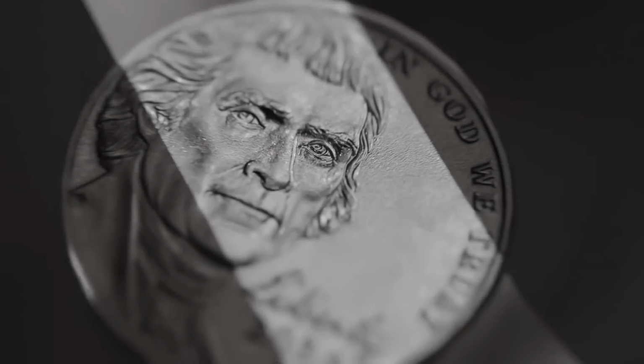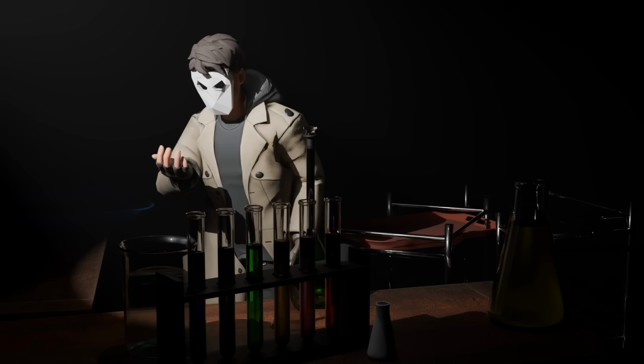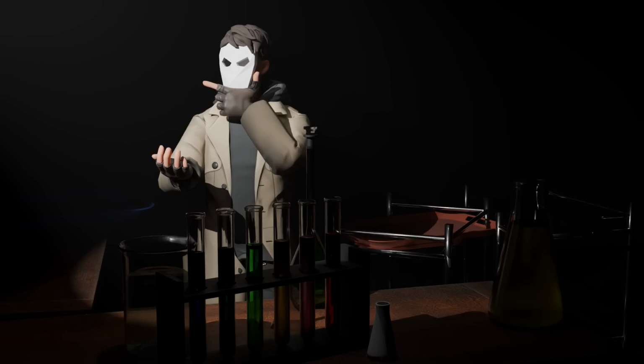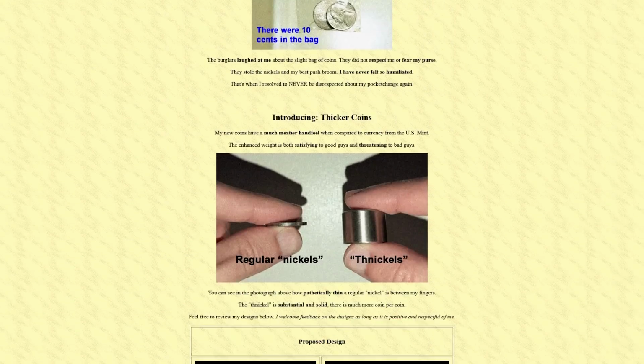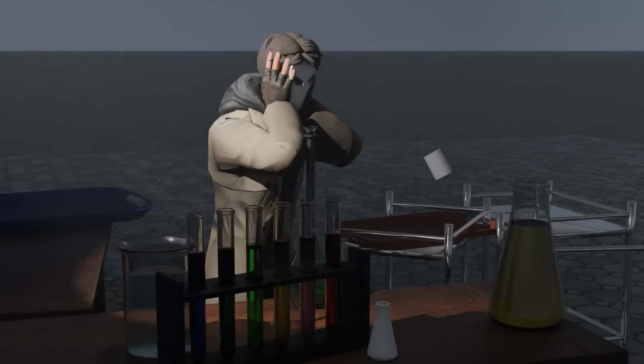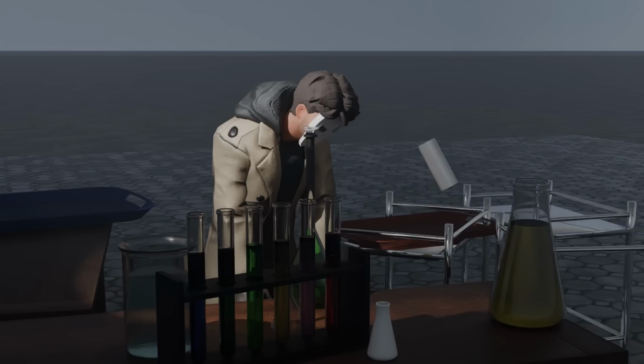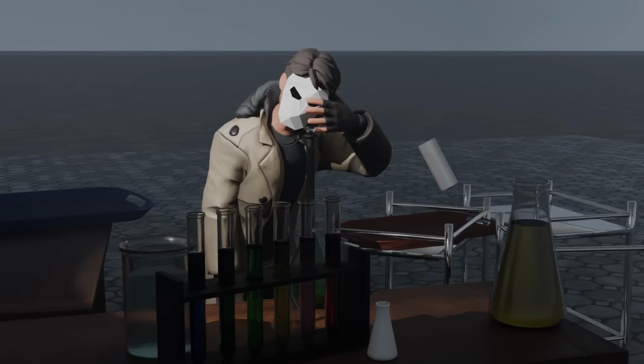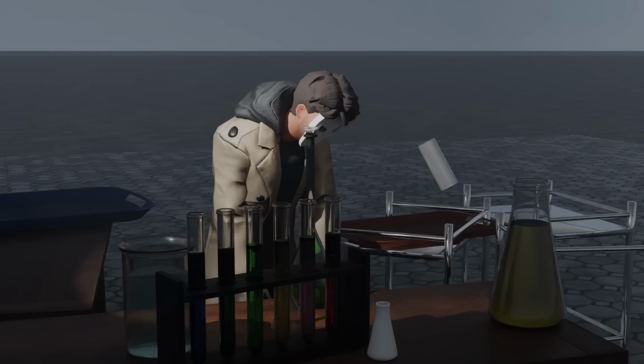Have you ever looked at your nickels before and thought, huh, that's awfully thin? Well, Nickels got you covered. With their groundbreaking nickel manufacturing technology, they can thick up these coins real quick. And who am I kidding? I'm not actually sponsored by Nickels. I can't even afford a nickel.